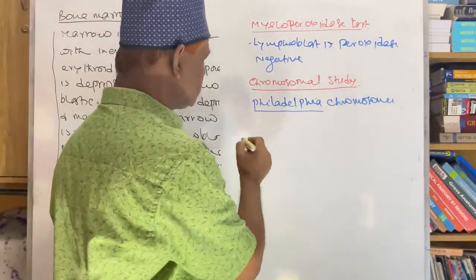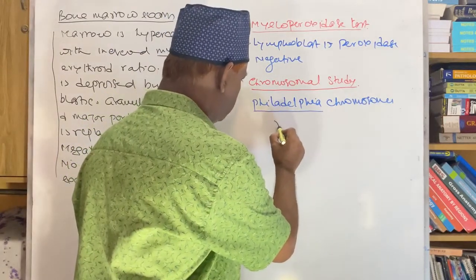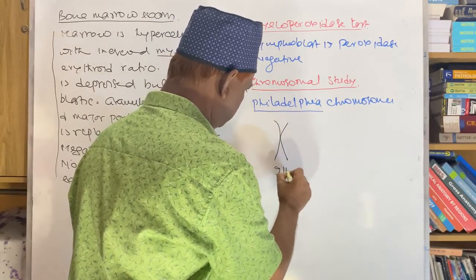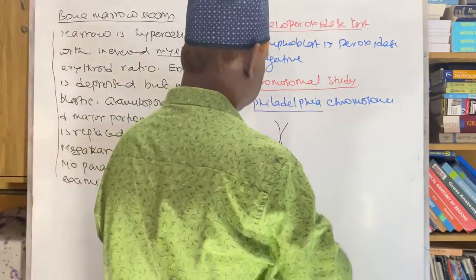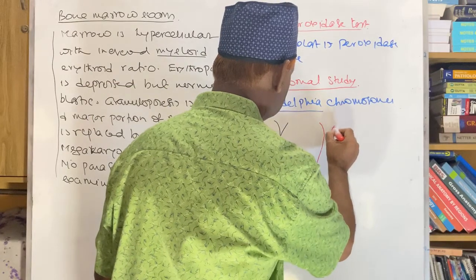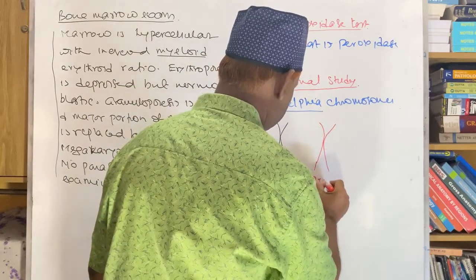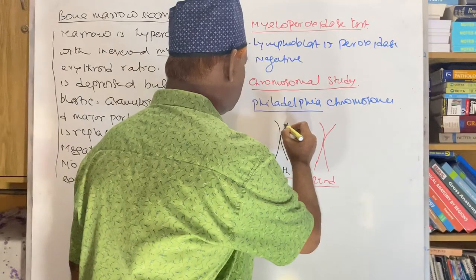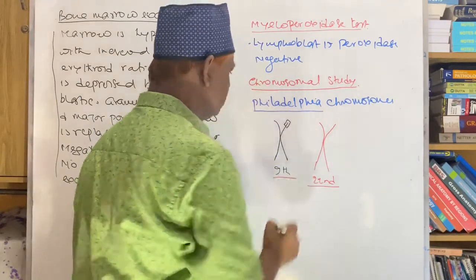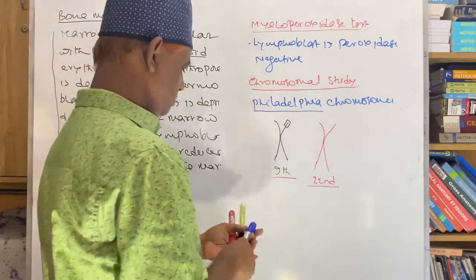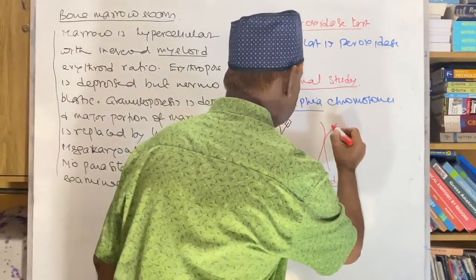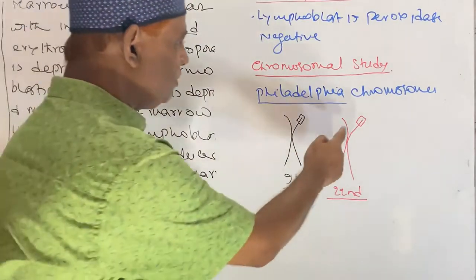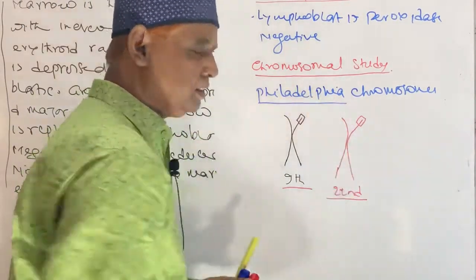You know translocation. If you consider this is the ninth chromosome, and if it is the 22nd chromosome, if a part of this short arm of 9th chromosome is exchanged with the same length of short arm of 22nd chromosome, if this red portion comes here and black portion goes there, this is called translocation.